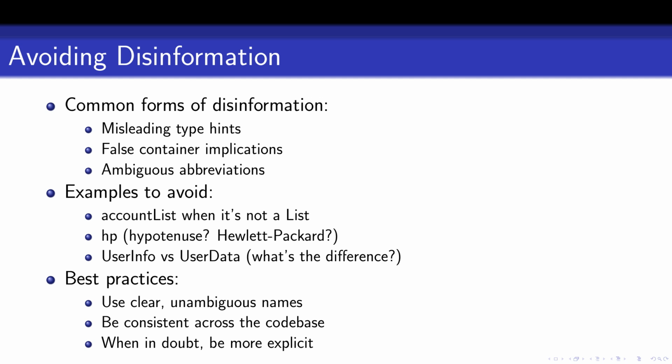Disinformation is another naming pitfall we need to dodge. It's when names mislead you, like calling something an account list when it's not a list, or HP, which could mean hypotenuse or Hewlett-Packard. Then there's user info versus user data. Are they different? Who knows? The fix is simple. Use clear, unambiguous names consistently across your codebase. If you're unsure, err on the side of being more explicit. Misleading names are like planting landmines for the next developer. Don't do it.